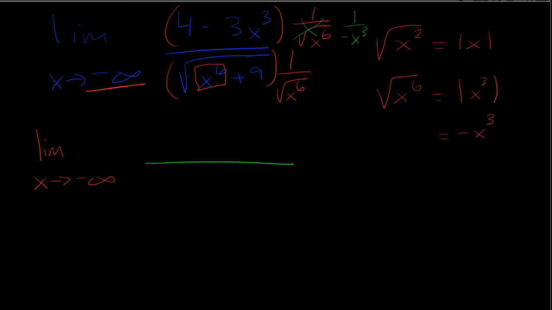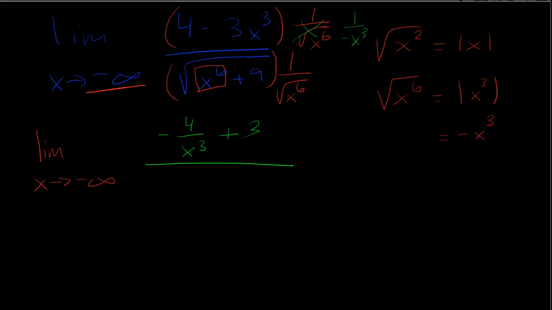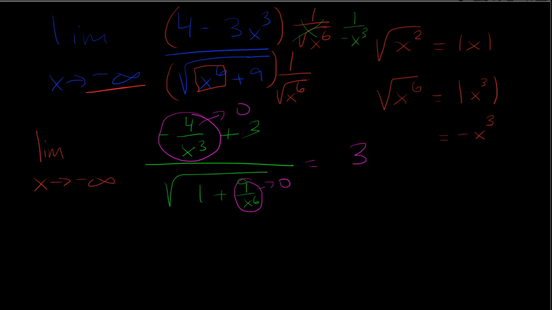So the top, we have 4 times negative 1 over x cubed, which will be negative 4 over x cubed. And the x cubes will cancel, and we'll get plus 3. The bottom, we can bring the square root of x to the 6th inside, so we're really dividing the inside by x to the 6th. And we see that this goes to 0, and so does this. And so we're left with 3 over root 1, which is 3 as our final limit.